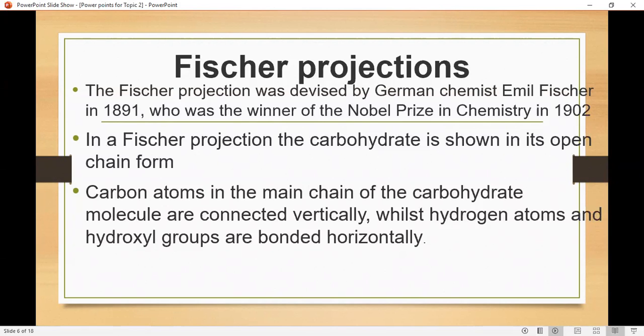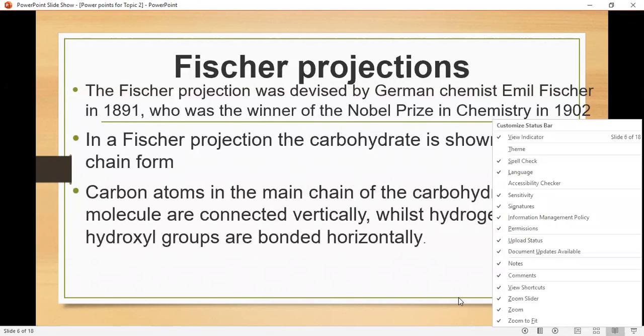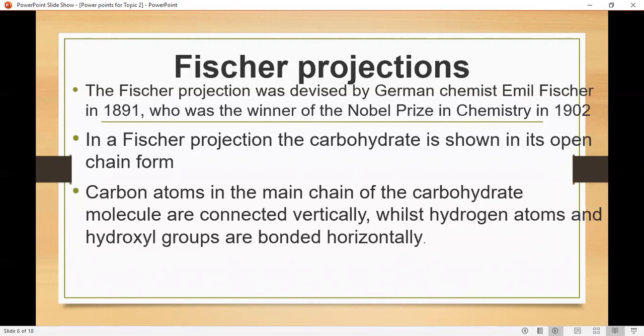So when you see the carbohydrate, you will see 6 carbon atoms joined together like a chain. Then you have hydrogen and hydroxyl groups sticking their arms out in a horizontal position. So you know that you are dealing with glucose, and that you are dealing with the Fischer projection.